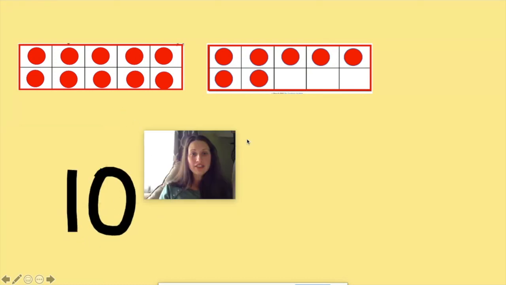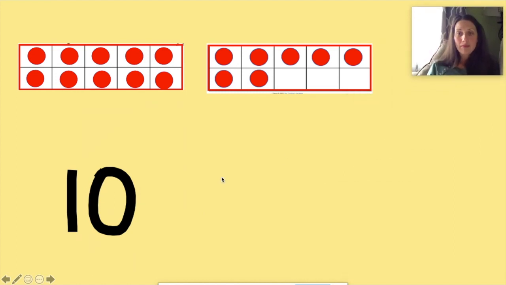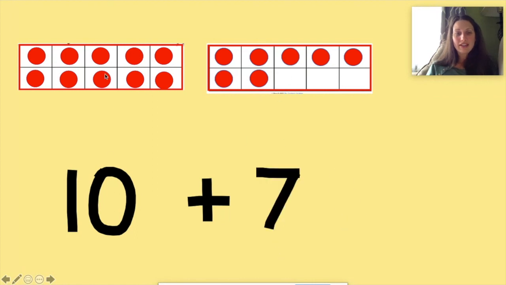Okay, so this first tens frame, let me move my picture out of the way. This first tens frame we know is full. It has 10 counters. There's the number 10. But my second tens frame does not have 10. Let's count how many. 1, 2, 3, 4, 5, 6, 7. So we are going to add 7 more. 10 plus 7 is equal to how many altogether?